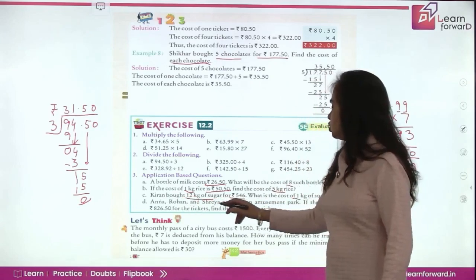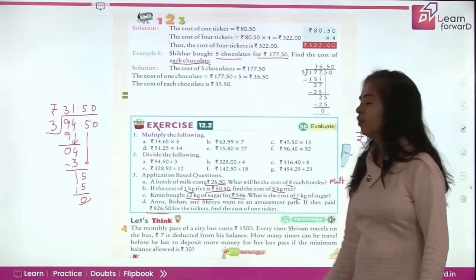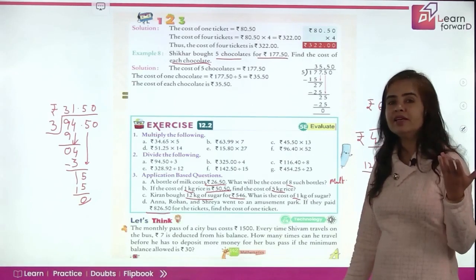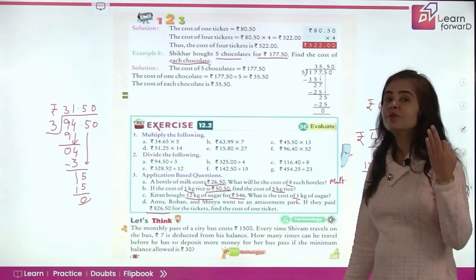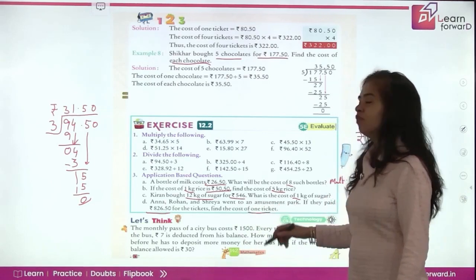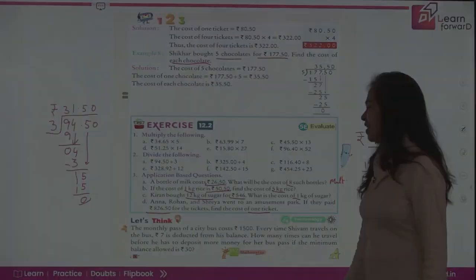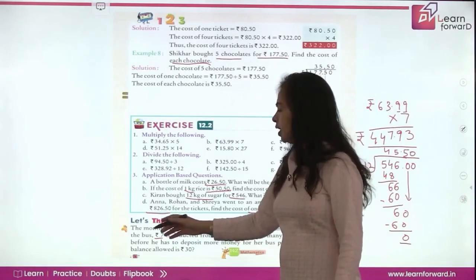Anna, Rohan and Shreya went to an amusement park. If they paid rupees 826.50 for the tickets, for how many tickets? Yes, 3 tickets because 3 people went there, 3 friends went there. Find the cost of 1 ticket. So, division by 3, yes. So, let's think about this.